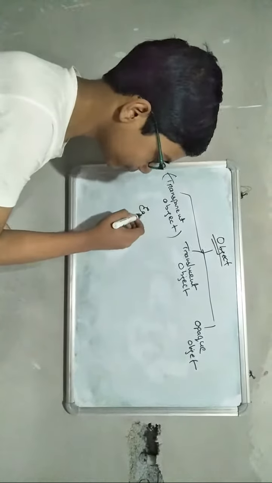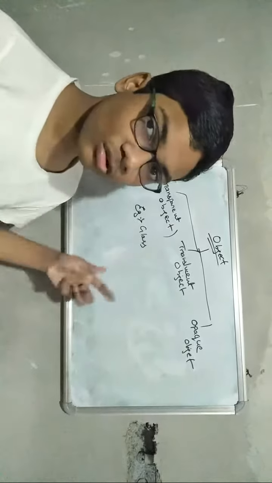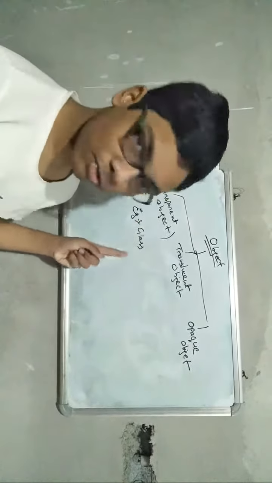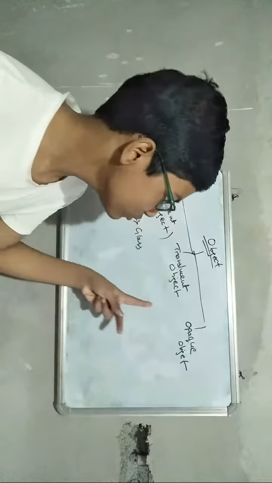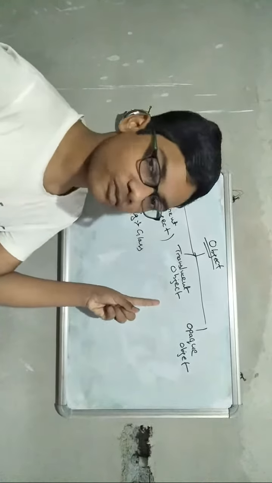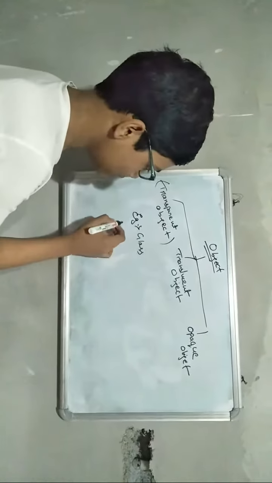Examples are glass. Now glass is also classified. If you write frosted glass, it will not fall in the classification of transparent objects. It goes in the classification of translucent objects. So why translucent? I am coming to that now. A glass and water.